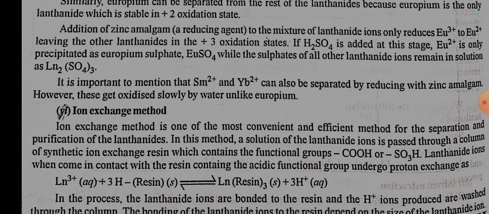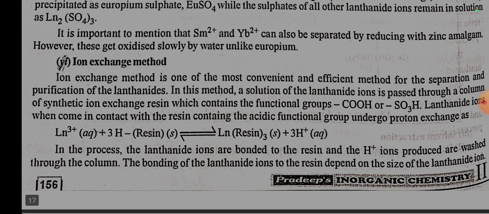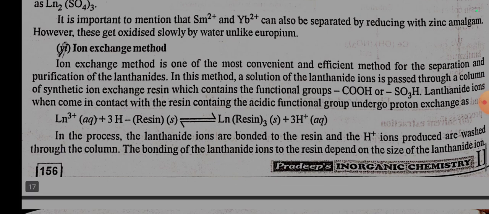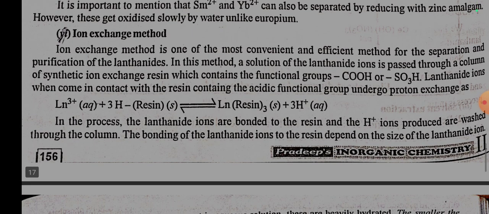If H2SO4 is added at this stage, Eu2+ is only precipitated as europium sulfate, EuSO4, while the sulfates of all the other lanthanide ions remain in solution as Ln2(SO4)3. It is important to mention that Sm2+ and Yb2+ can also be separated by reducing with zinc amalgam. However, these get oxidized slowly by water like europium.